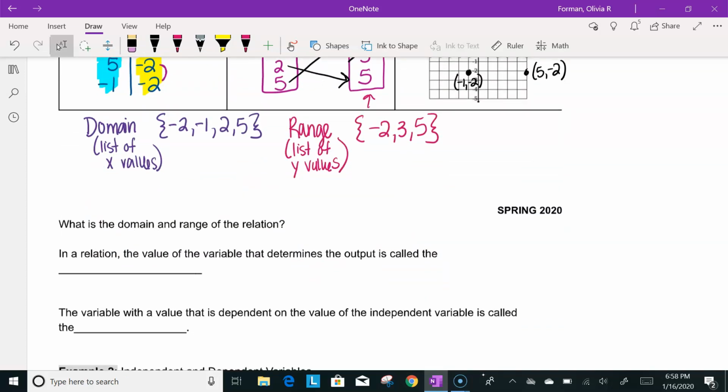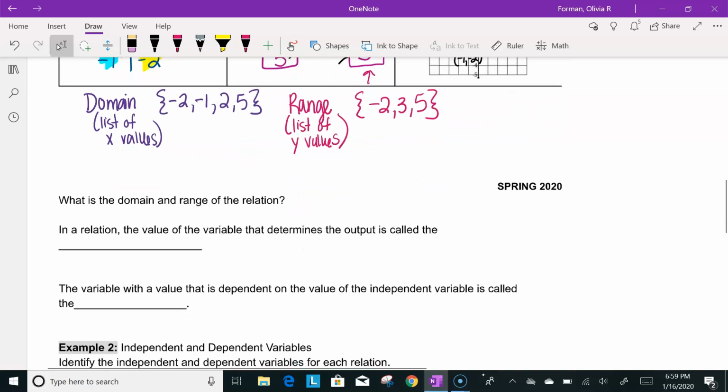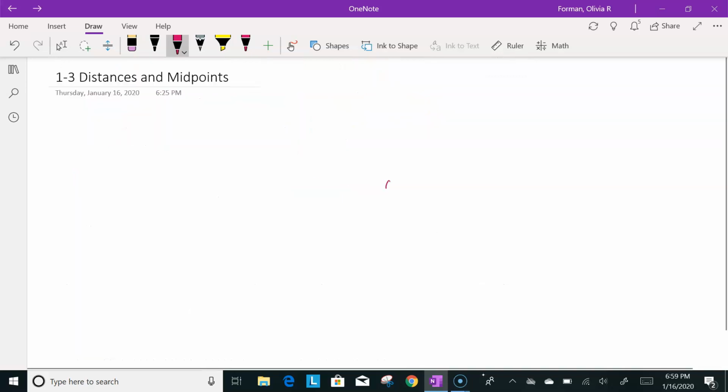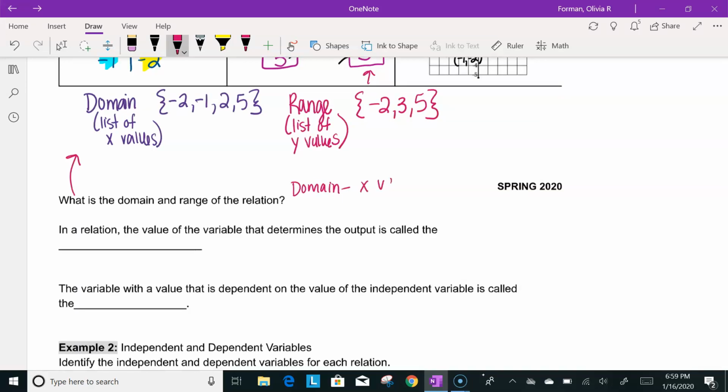Okay, so now you can turn the page. We are almost done. We just have a couple more vocab things to go through. So what is the domain and range of the relation? That was what was supposed to be on the last page. So you don't have to write anything there because we already talked about it. Domain is our x values, range is our y values. However, if you didn't write what they were, you might want to just say domain, x values, and the range as your y values, just so that, again, you have it written down somewhere.